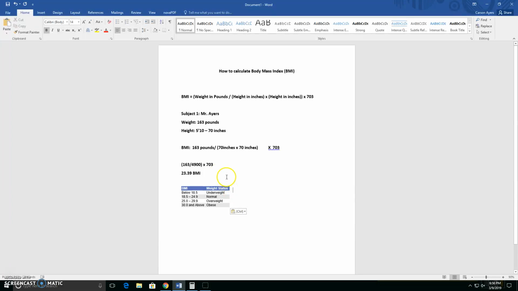And that is how you calculate BMI when you're in inches and pounds, which is what we would use in the United States.